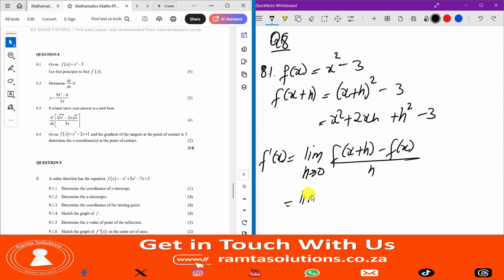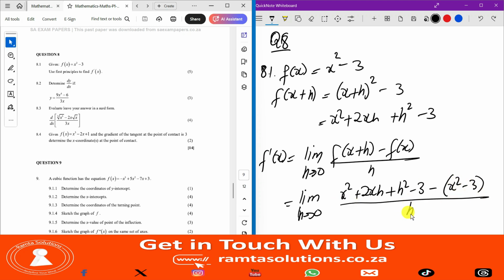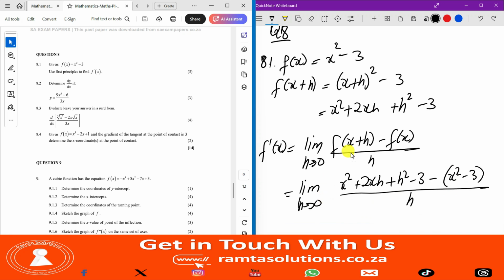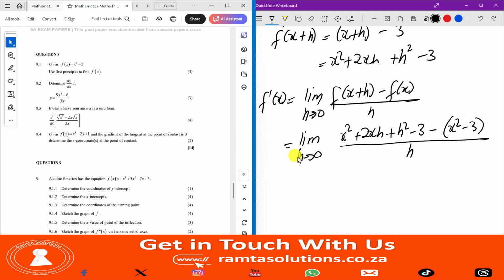This is equal to the limit as h tends to 0 of, what is f of x plus h? It is x squared plus 2xh plus h squared minus 3 minus, what is f of x? x squared minus 3, and all over h. At this point, we cannot substitute the value of h to be 0, because if we do, we will be dividing by 0, which will be invalid. So let's proceed by trying to simplify this expression.